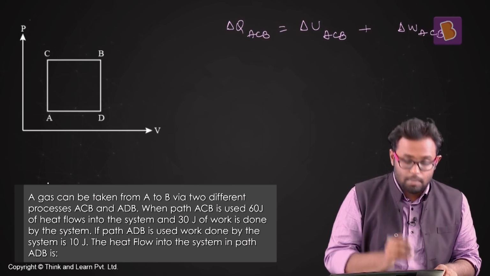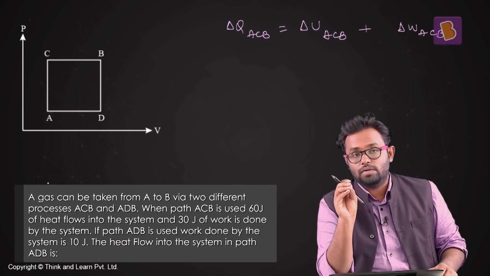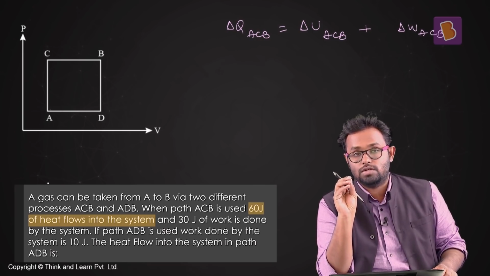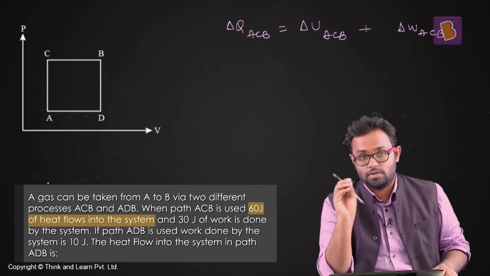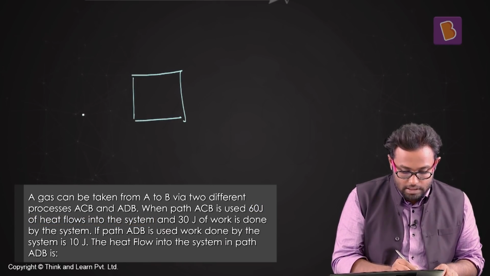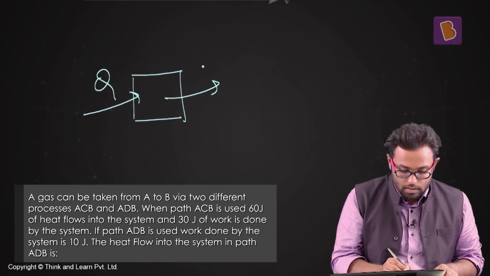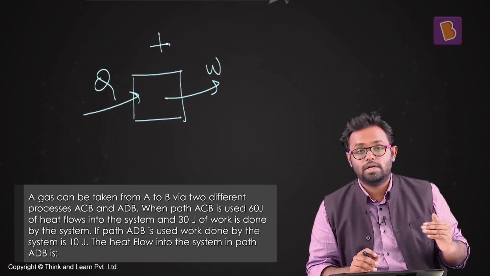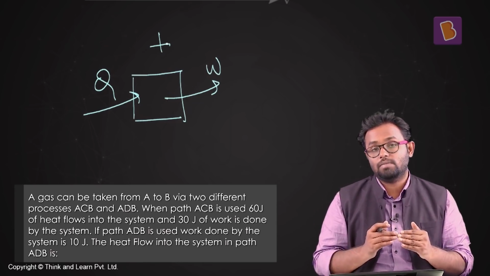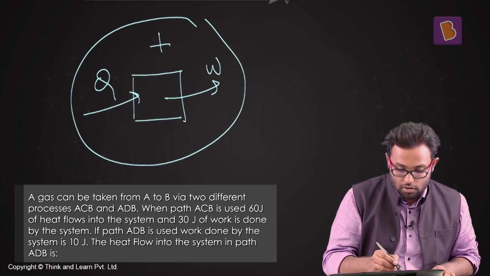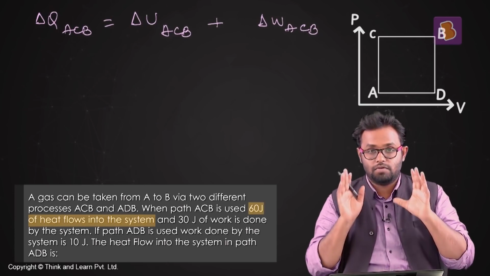Now, the problem is of the sign convention. We have said that a heat of 60 joule flows into the system. Is that plus 60 joule or minus 60 joule? To solve that, I have this small mnemonic. Whenever heat goes into the system, it's positive, and work is done by the system out of the system, it's positive. I know this. If I know this, I can solve a lot of problems, and sign convention will be really easy.